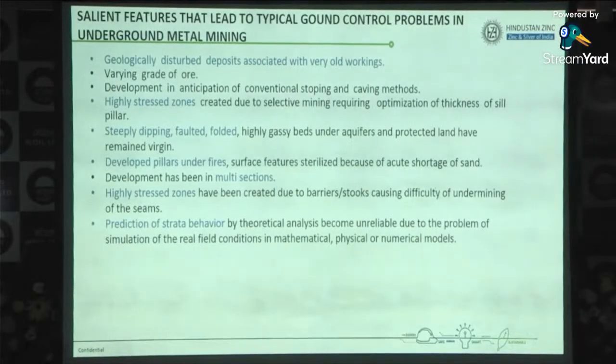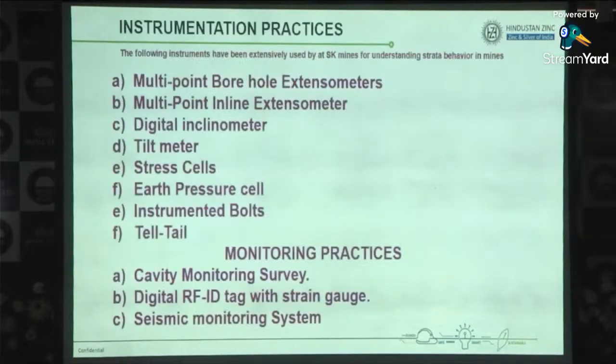Otherwise, either we are conservative, or we are more on the safe side towards safety. So calibration is one of the important factors, and we can do the calibration with the help of instrumentation only. Today we will discuss what kind of instrumentation we have in our SK mine, like MPBX, digital inclinometer, tilt meter, stress cell, EPC, instrumentation bolt, TEL10, and then we will talk about the monitoring systems.